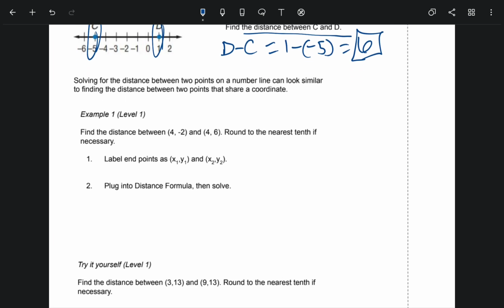We want to find the distance between (4, -2) and (4, 6). Round to the nearest tenth if necessary, so make sure you have a calculator.